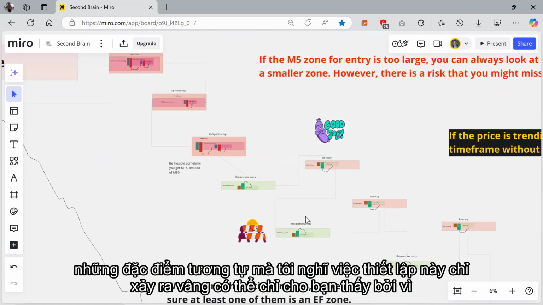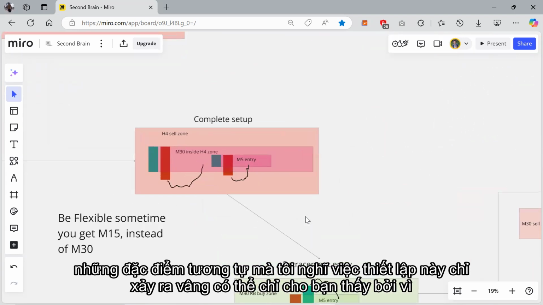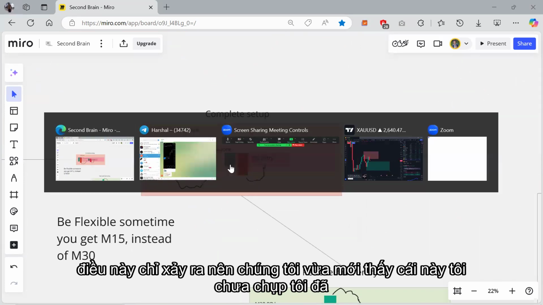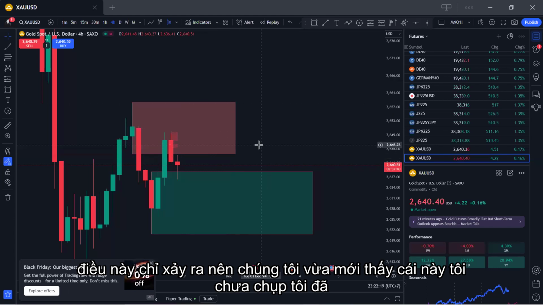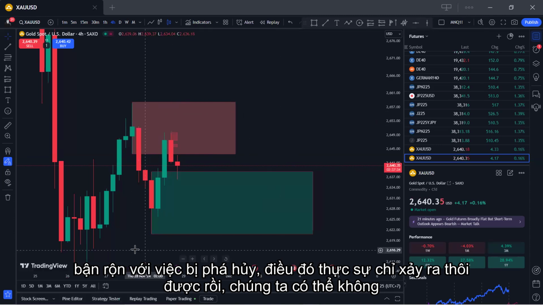I think this setup just happened. Yeah, I can just show you because this just happened. Just to show you how this works. I just see this. This I had not taken. I was busy, being distracted. That's literally just happened.